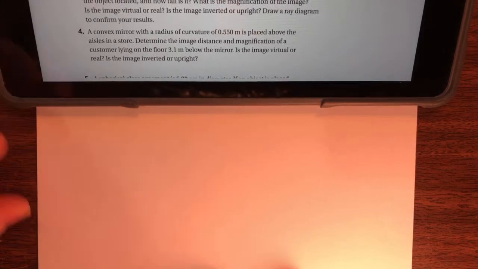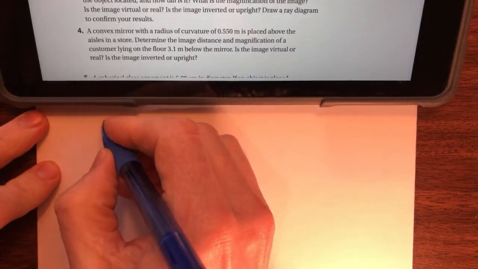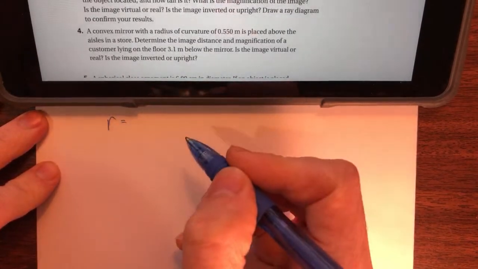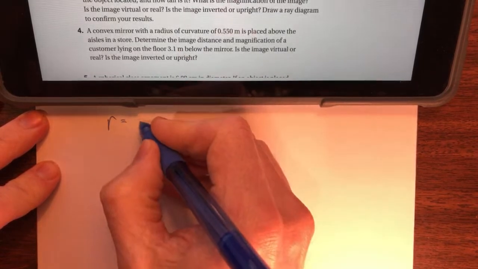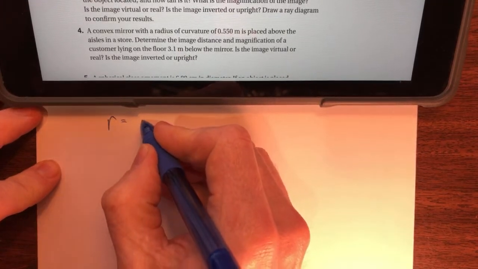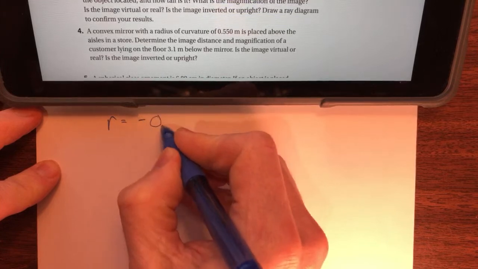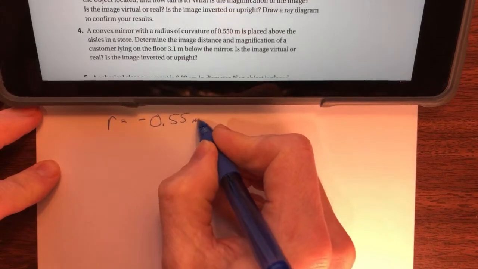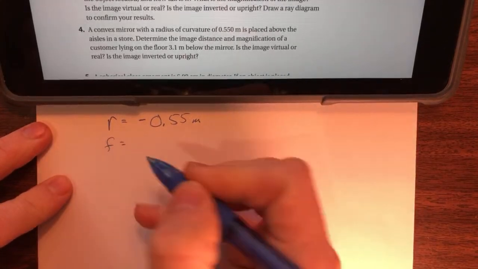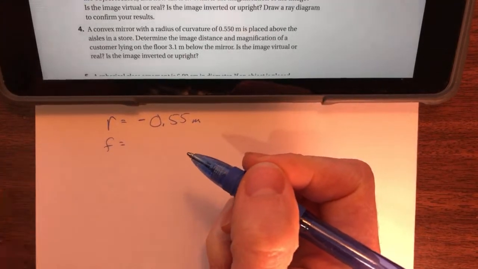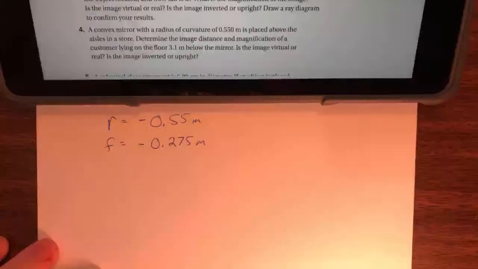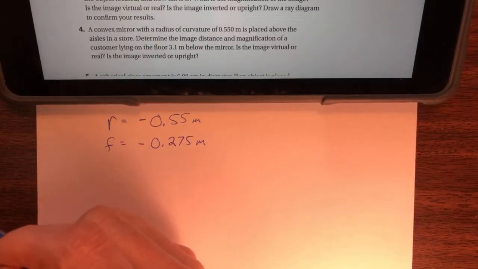All right, number 4, convex mirror, radius. This time we're given a radius, and because it's convex, once again, we're going to call this a negative value. So this is negative 0.55 meters, and your focal length is simply going to be half that.